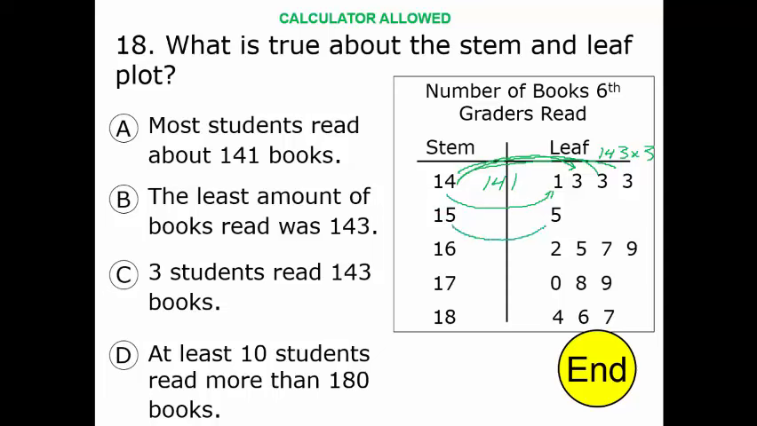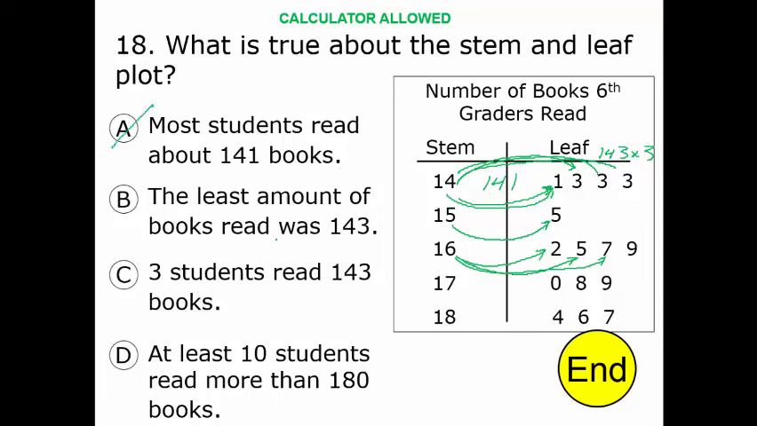This one says there's only one student who read 155 books. There's a student that read 162, 165, 167. So that's kind of how you read a stem and leaf plot. So let's read the statements, see which one works. Most students read about 141 books. Well, looking at that, I see one student, here it is again, that read 141 books. Is that most? I don't think so.